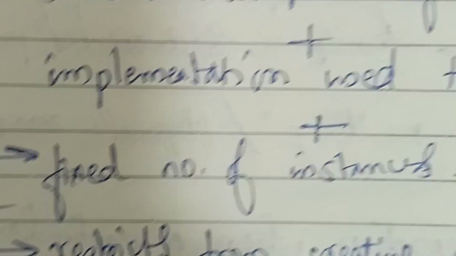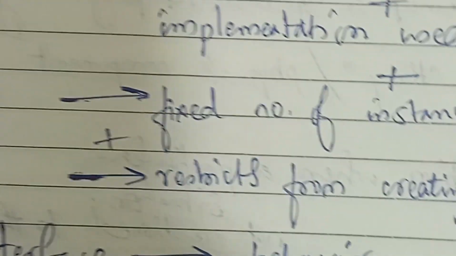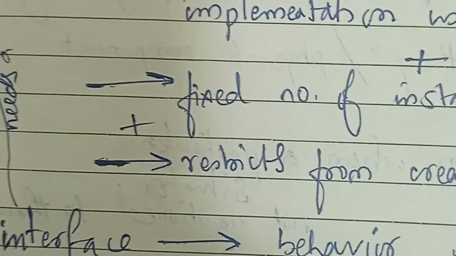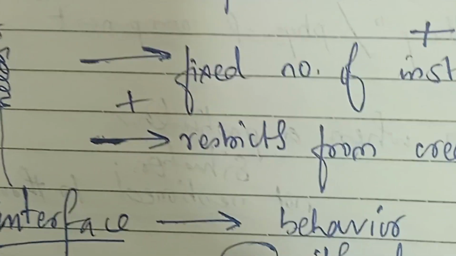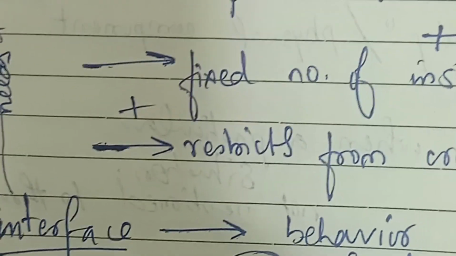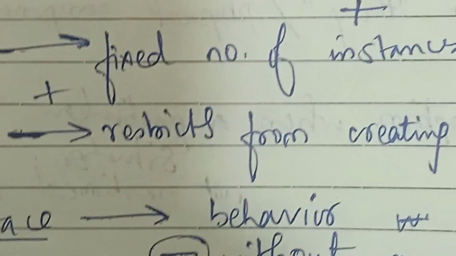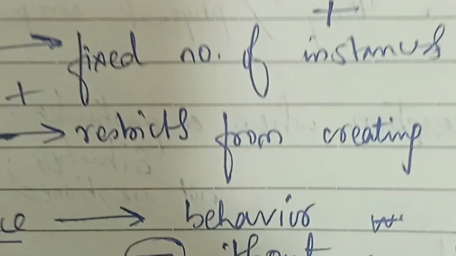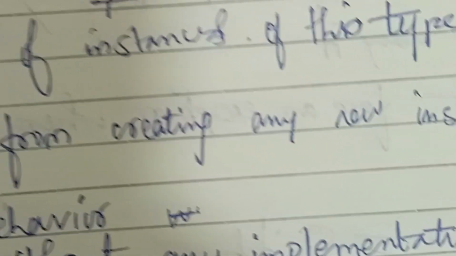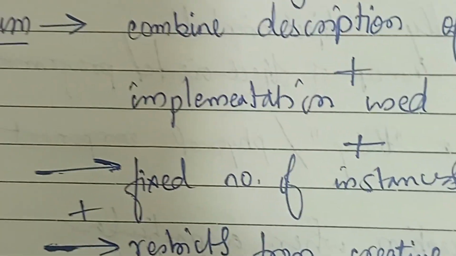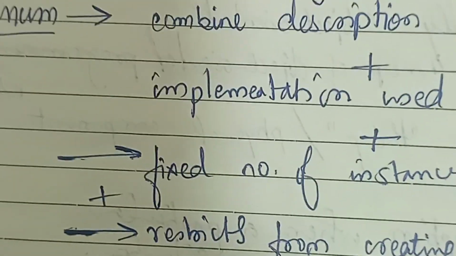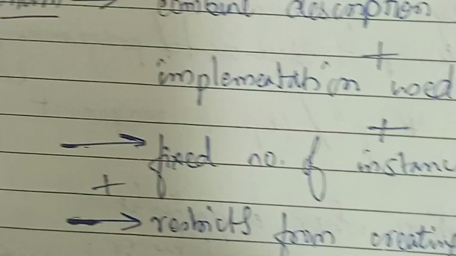Why was enum created in a way that restricts creating any new instances of this type? It was because in certain cases we need an enum, like the months of a year. There are only 12 months in a year, from January to December. In that case we only need a fixed number of instances. We should never have any number of instances of that month type.